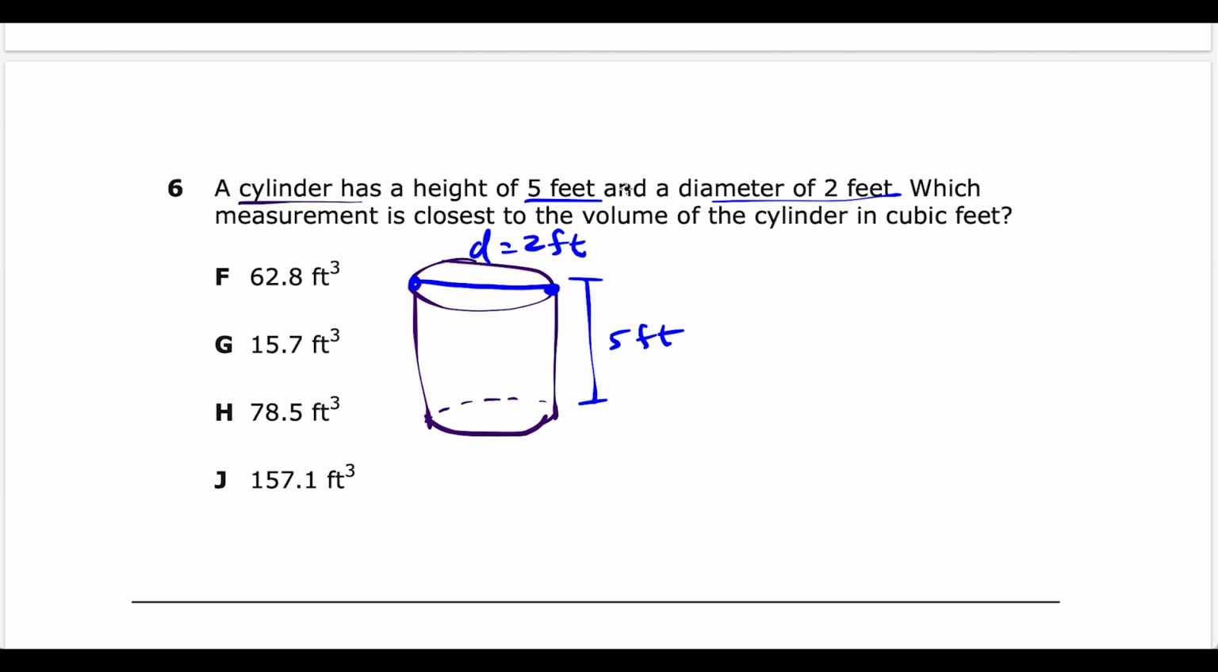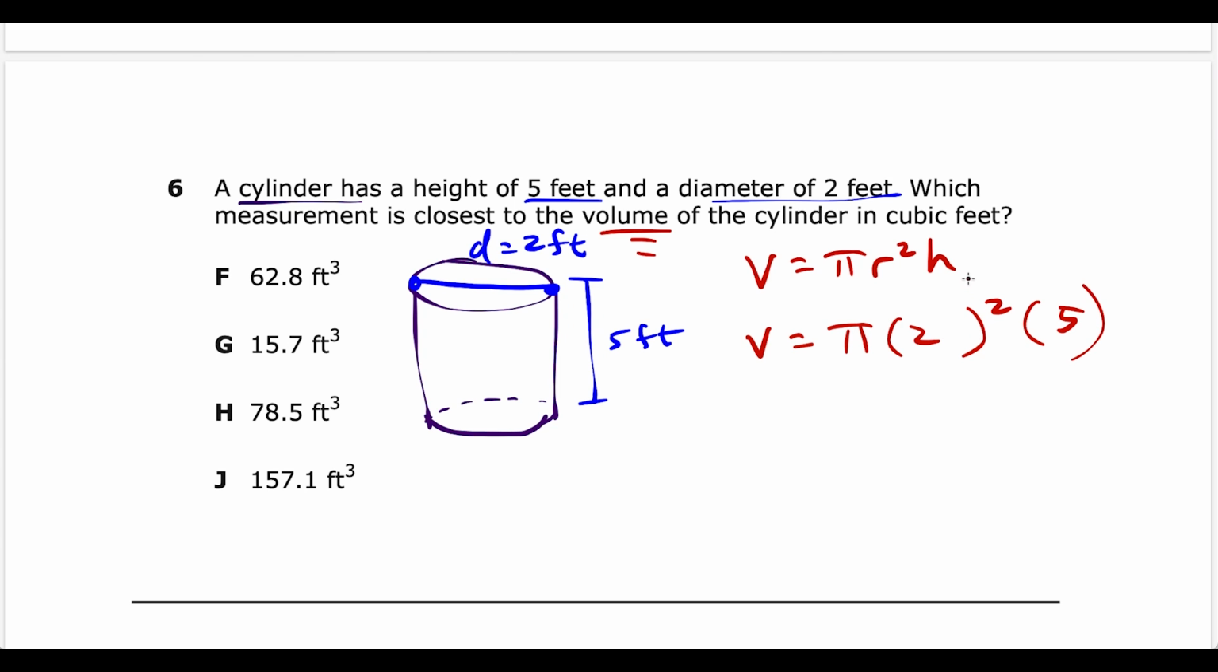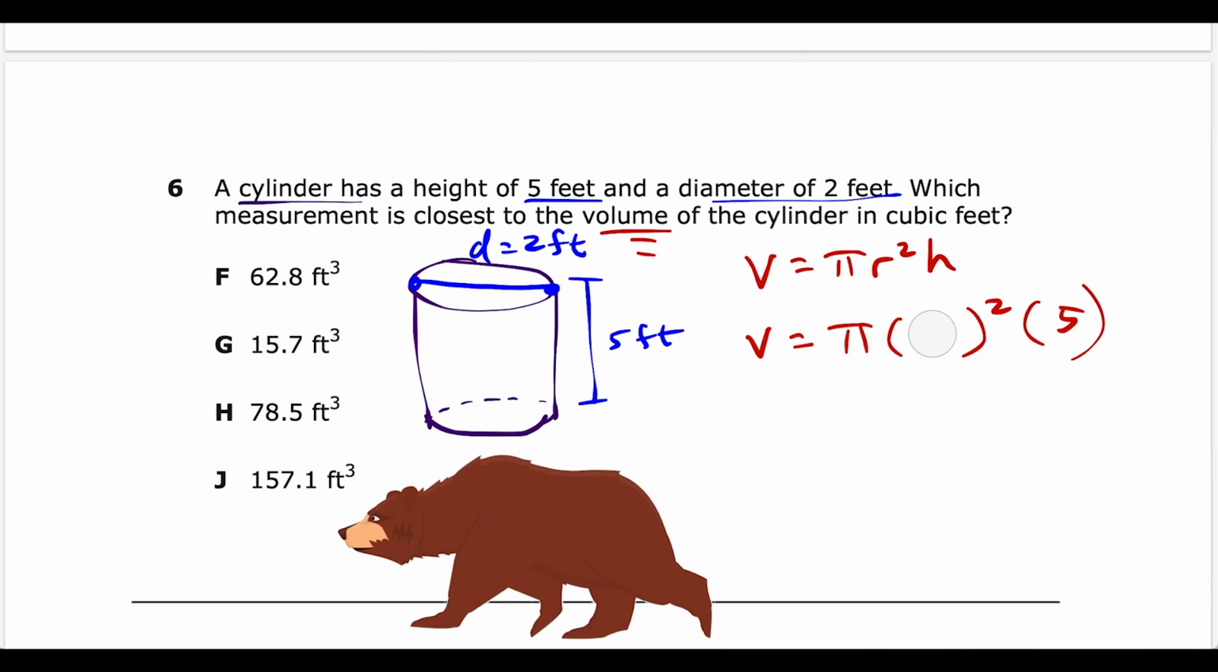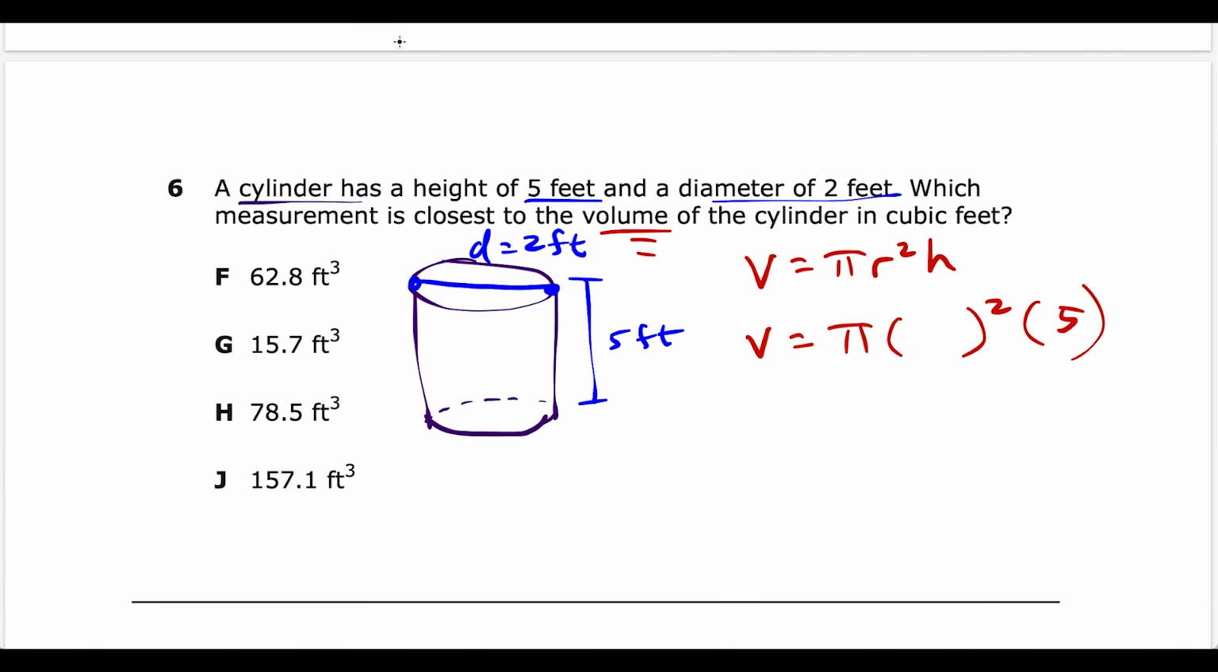And what we want to know here is which measurement is closest to the volume of the cylinder in cubic feet. So just know the volume of a cylinder is pi times r squared times h. So one thing here, if you go like this, pi times, and you just go 2 squared times 5 like this, you are stepping in a very dangerous bear trap. This is a very common mistake in 8th grade and all levels of math.